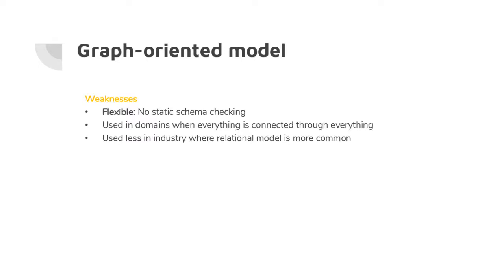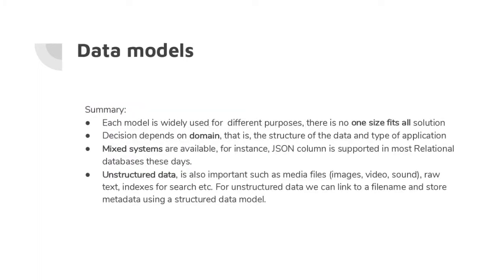So what are the weaknesses? Well, again, it's flexible, but it's like good and bad. Flexible also means no static schema checking. It's used in domains where everything is connected to everything. That's not really a weakness, I'm not sure, it's not really correct here. But another weakness is that graph-oriented models are more academic, so they're used less in the industry, where a relational model or a document-oriented model are far more common. So it's more in the research area, or maybe in a machine learning context that it's used. So that's a weakness.